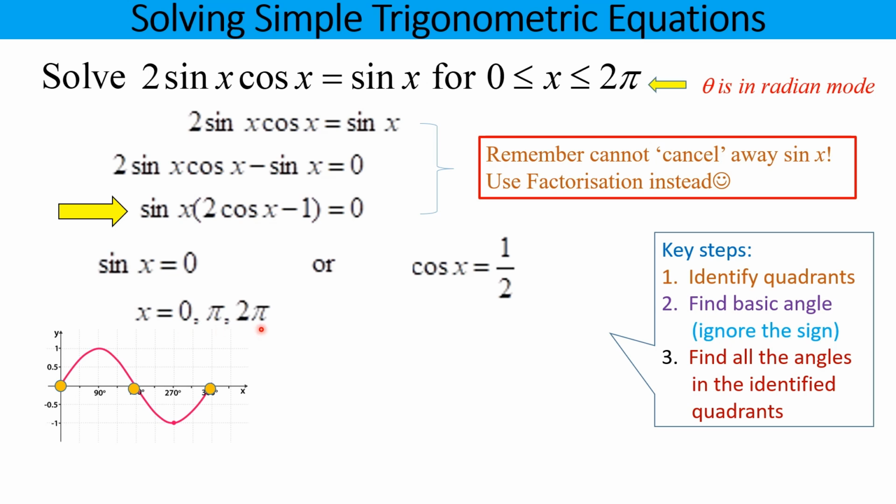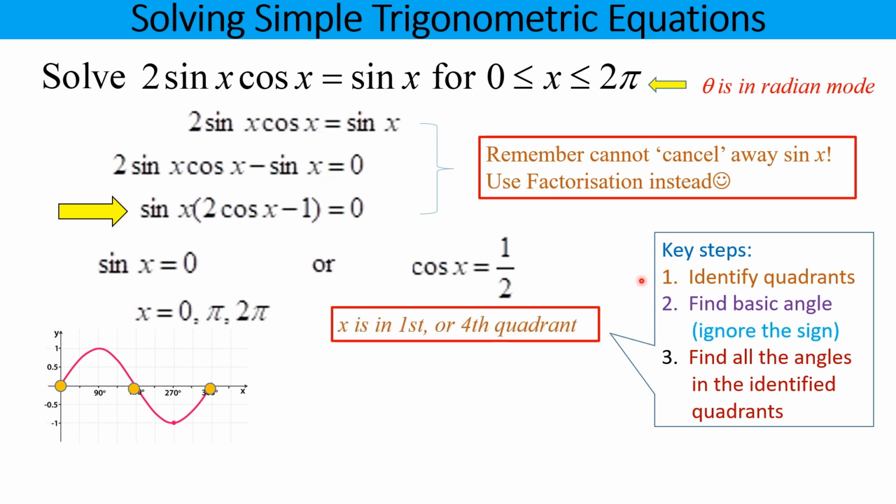Now we move on to cosine x equals to half. So we apply the method that we had been using earlier on. So that means I will have x in the first and fourth quadrant because cosine has a positive value. So with this, I'm able to find the basic angle. So the basic angle I can get is actually pi over 3 radian. And the final answer, this will be in the first quadrant, therefore it is pi over 3. And then in the fourth quadrant, how do I get this? It is simply 2 pi minus the basic angle.